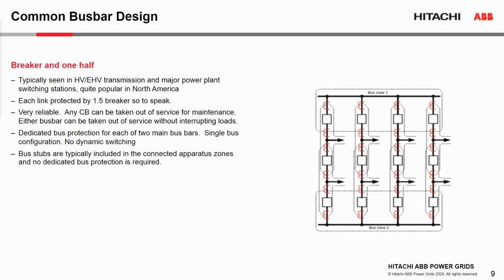The bus stubs here, called bus stubs, are typically included in a connected apparatus zone, such as transformers, reactors, or lines. So in this case, no dedicated bus protection is required.